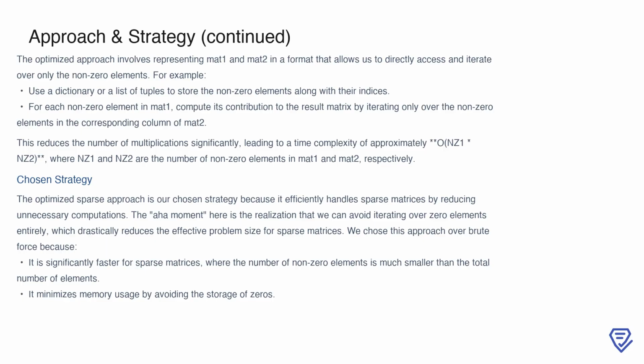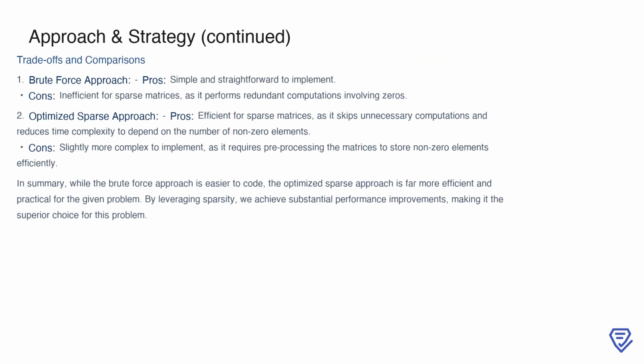As a result, the time complexity depends on the number of non-zero elements in the matrices rather than their total size, which is approximately O(nz1 * nz2), where nz1 and nz2 are the counts of non-zero elements in mat1 and mat2, respectively. This makes the optimized sparse approach significantly more efficient for sparse matrices. The rationale behind choosing this strategy lies in its ability to reduce computational overhead and memory usage by focusing only on the values that matter. By avoiding unnecessary iterations over 0 elements, we can solve the problem much faster and with fewer resources compared to the brute force method. To compare the two approaches, let's weigh their trade-offs.